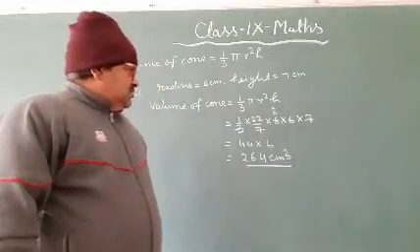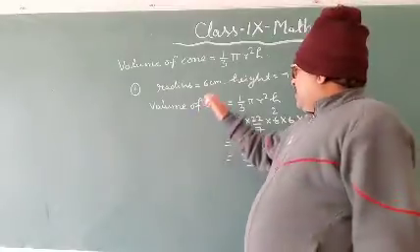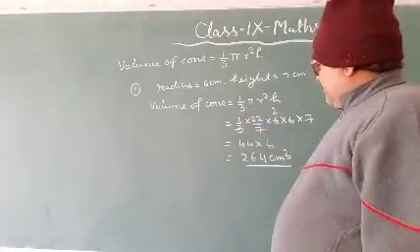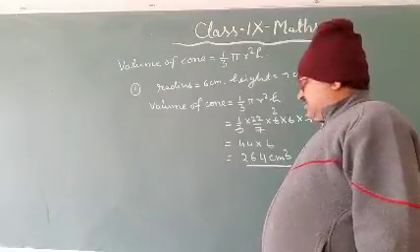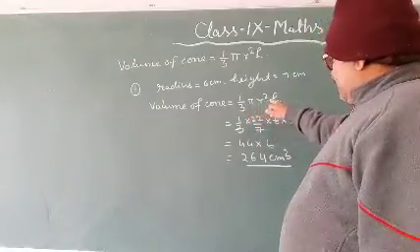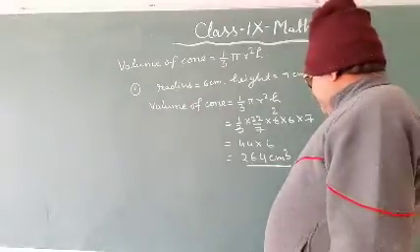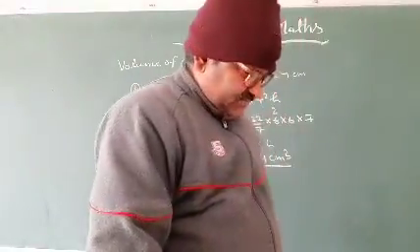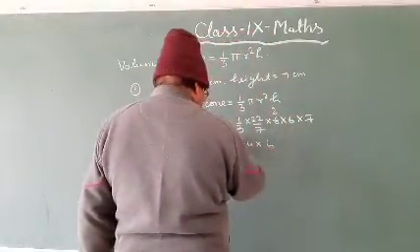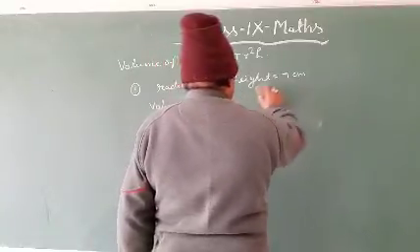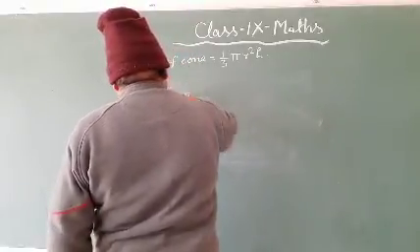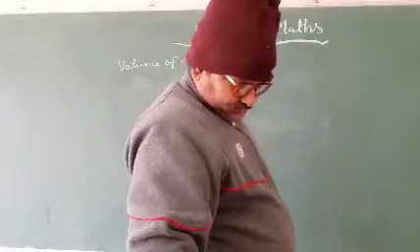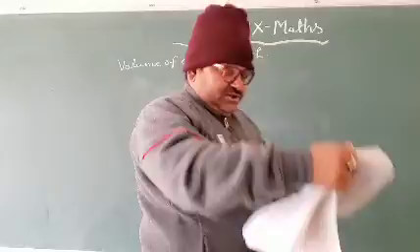So when the radius and height are given, use the formula of a cone, 1 upon 3 pi r square h, and simplify to get the volume of a cone. Clear? Next question number 2.